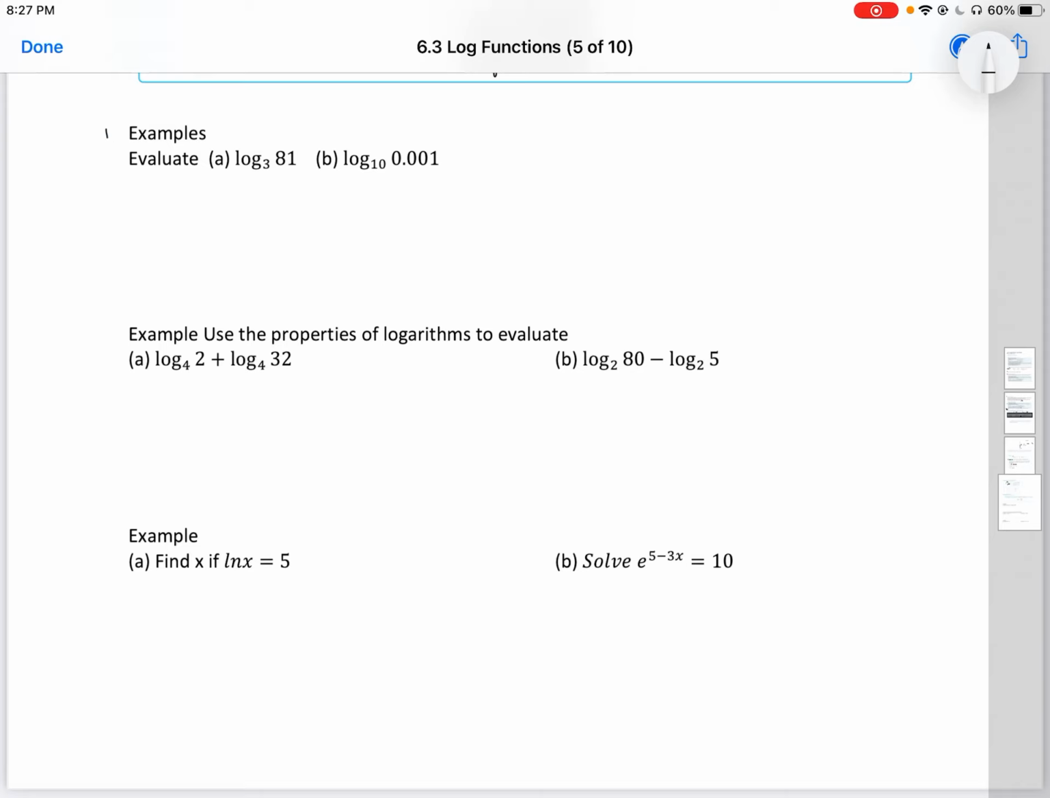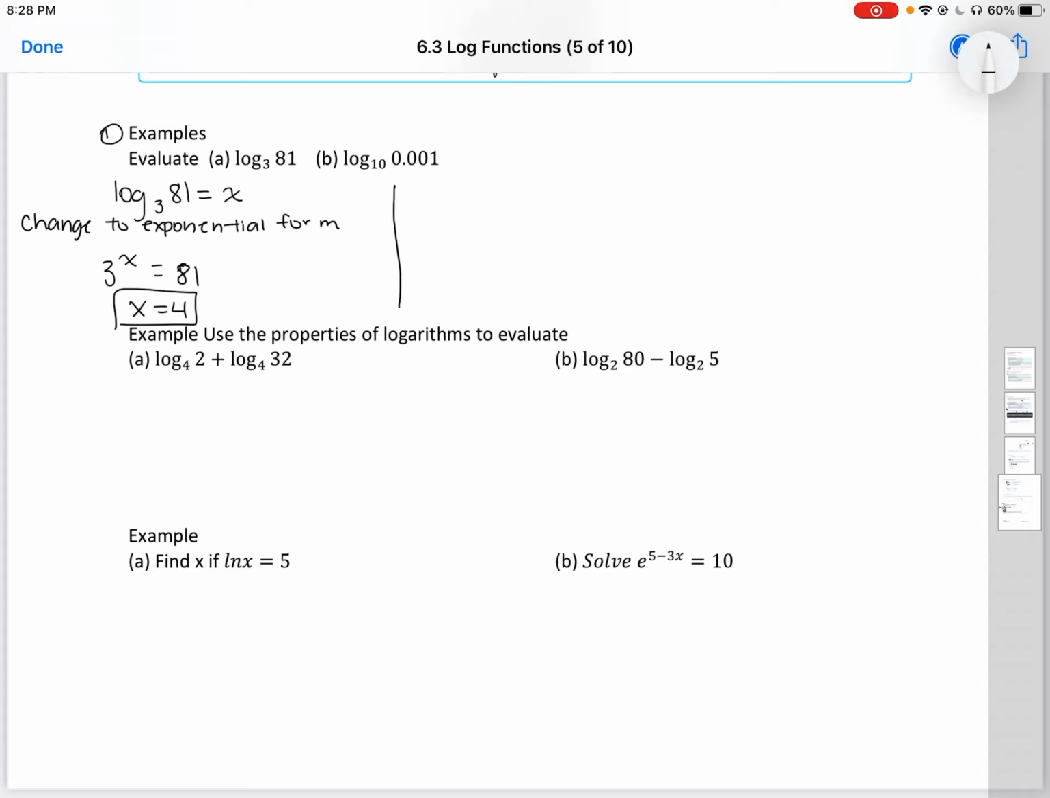So the first example says to evaluate. You want to find what this is equal to. The way I like to do it is think log base 3 of 81 and set it equal to an answer. From there, change it to exponential form, so that we have 3 to the x power equals 81. And what should x be? We see that x should be 4, and that's our answer. Our answer is 4.